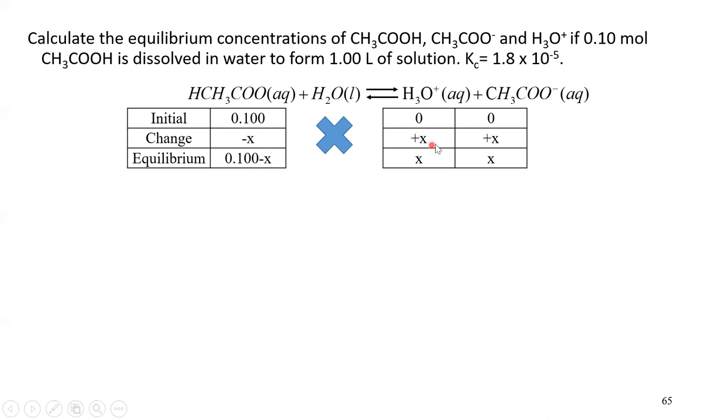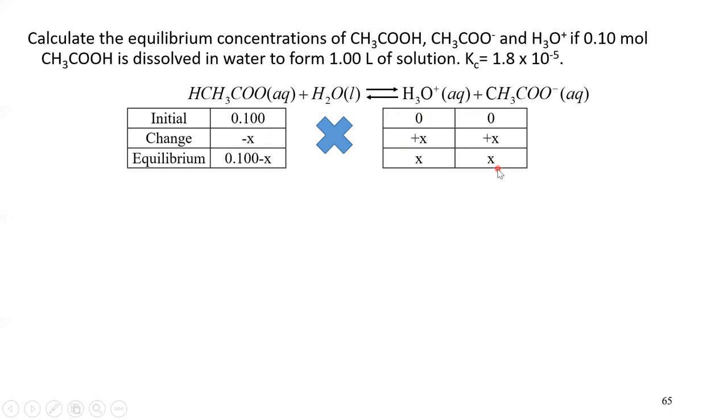And we're going to produce X amount of our products. Now, the reason why the reaction is going to go in this direction is because we don't have any product. It can't go in this direction initially. It has to go in this direction. So negative X plus X plus X. So at equilibrium, we have 0.100 minus X, X and X.